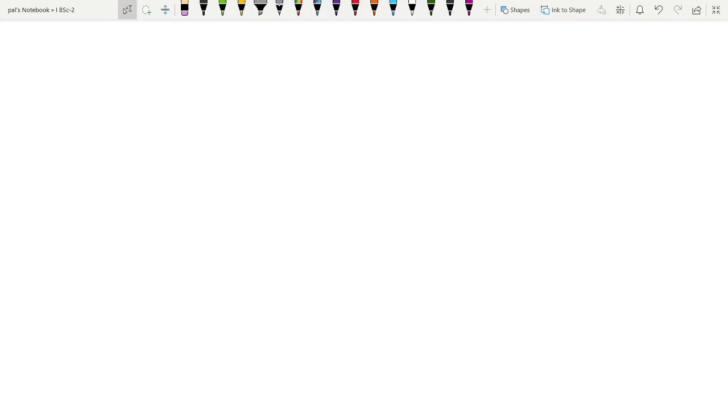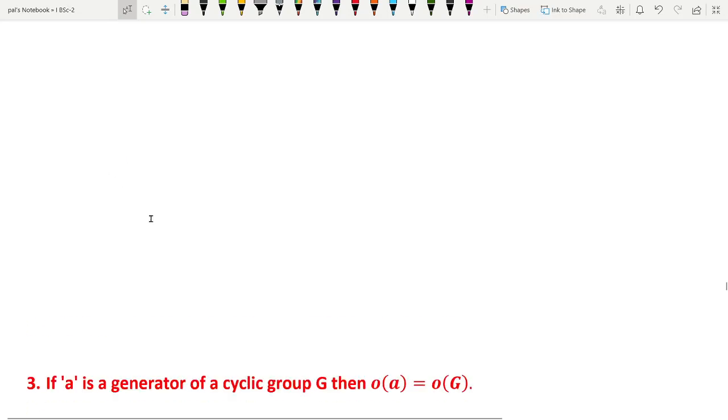Hi one and all. In the last session we discussed cyclic groups, some examples of a cyclic group, and some properties of cyclic groups. In today's session I'd like to continue with some more properties of a cyclic group. So let us see this theorem.